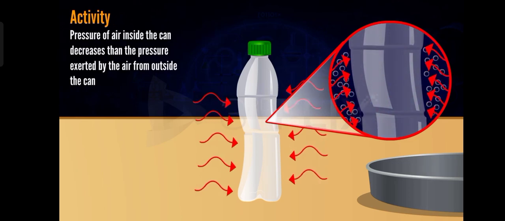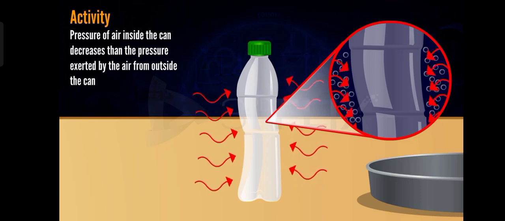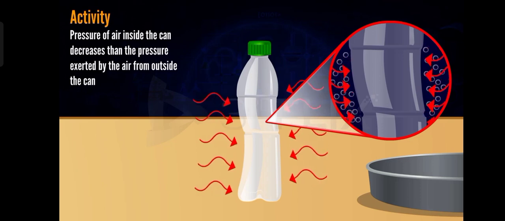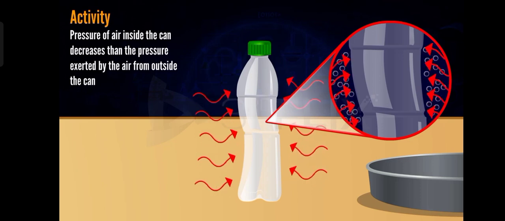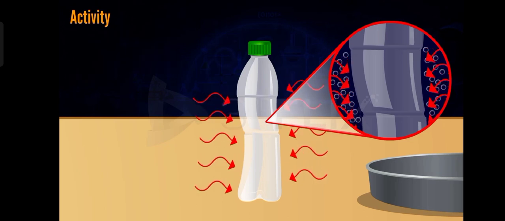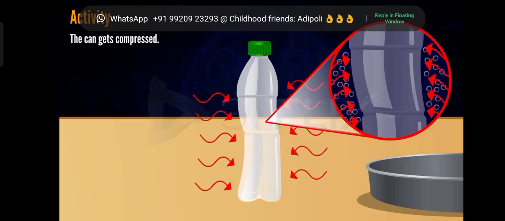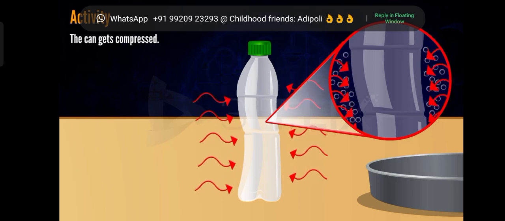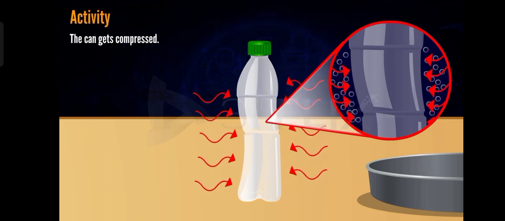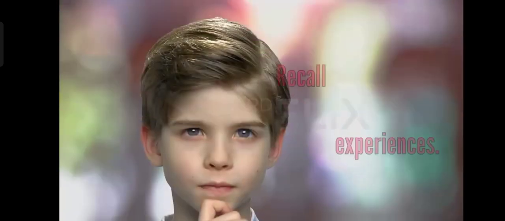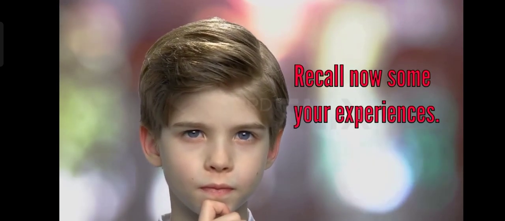The pressure of air inside the can decreases than the pressure exerted by the air from outside the can. As a result, the can gets compressed. This activity again confirms that air exerts pressure. Recall now some of your experiences.